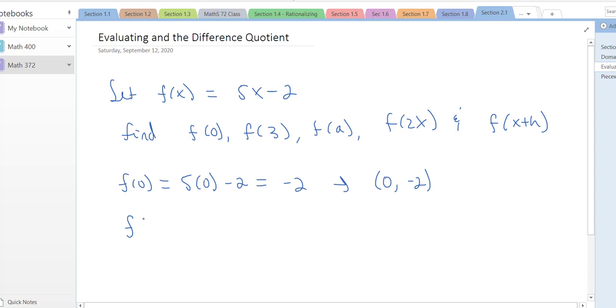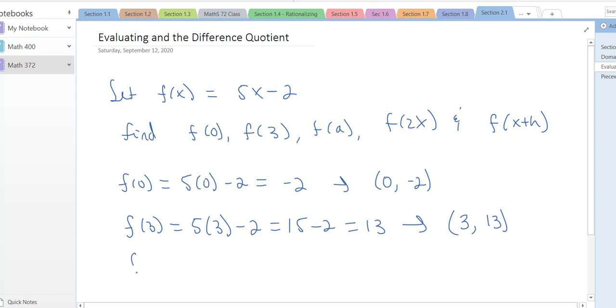So this will correspond to the point x is 0, y is negative 2, and then you could plot it. What about f of 3? F of 3 would be the same thing, 5 times 3 minus 2. 5 times 3 is 15, minus 2 is 13. So this would be the point when x is 3, y is 13. And you can see that this is a linear function, y-intercept at negative 2 and a slope of 5. So it makes sense that things are increasing pretty fast because the slope is so high.